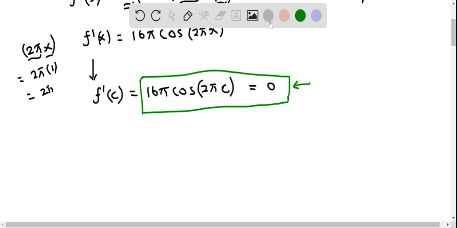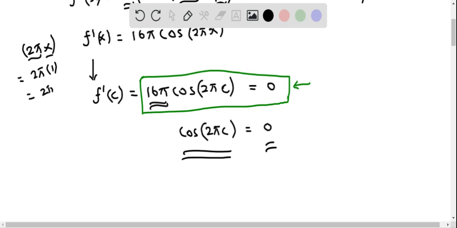First, let me divide both sides by 16 pi. This is a constant, so we don't need it. So it is cos of 2 pi c, and this equals 0 divided by 16 pi, which is 0. So we get the equation cosine of 2 pi c equals 0. This is a cosine function equal to 0, which means we have to determine the values of angles where the cosine function is 0.